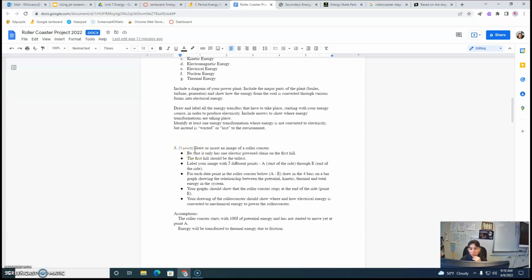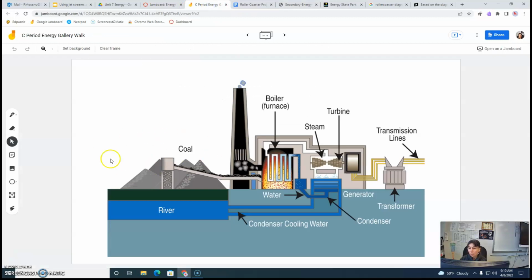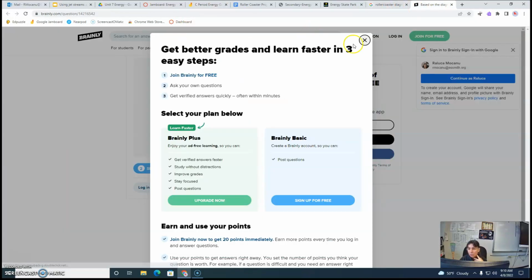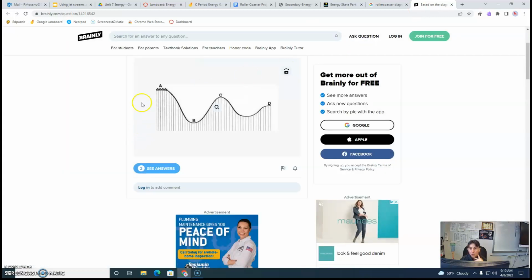Now we're going to go to your roller coaster. So now that you have produced electricity in your power plant, so you just produced electricity from coal, if you selected coal, using your power plant, now you're going to take that electricity and use it to power your roller coaster. So let's say this is your diagram of your roller coaster. You're going to have to make yourself a diagram. Let's say this is your diagram.